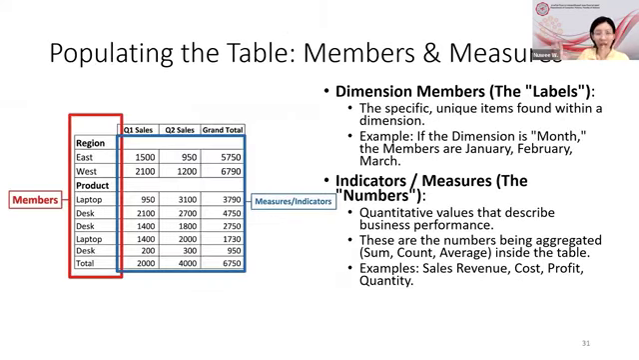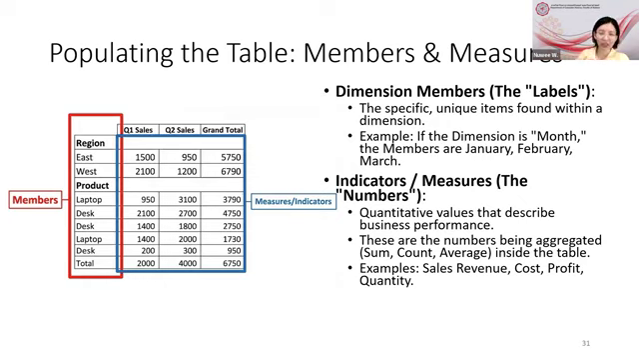Then once we have dimensions, we can populate the dimensions. We call them members or dimension members, which are the labels or the unique items found in that dimension. For example, the dimension is a month. That means the dimension members contain January, February, and so on, right?